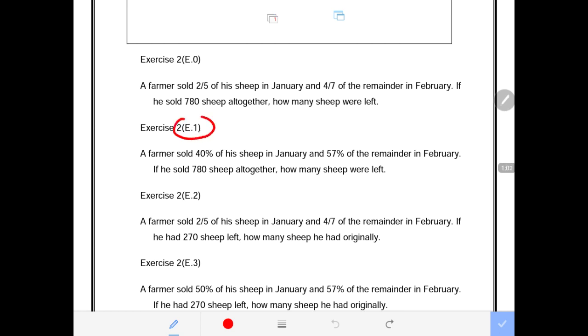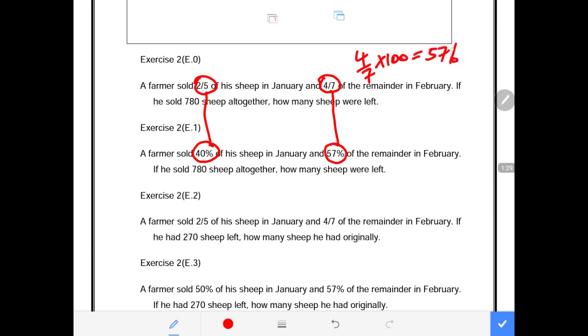In scenario number 2, it is a similar question, but instead of the fraction, I have a percentage of the sheep that were sold. In the second month he sold 4/7, which is converted to 57%. To convert a fraction into a percentage, we say 4/7 times 100, which gives us 57%. There were decimals, but my focus is not on the decimals, but on the simplicity of the fraction in the simple form of a percentage. The number of sheep sold altogether remains the same.